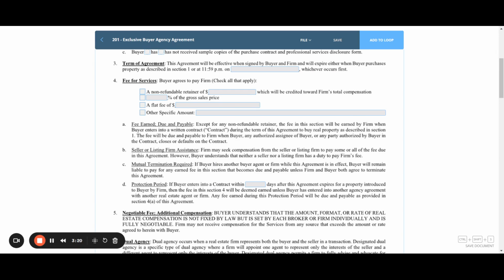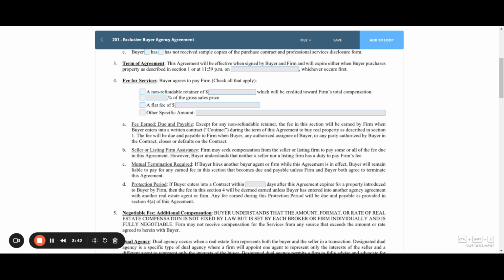Mutual termination. This was added and meant to be worded like this to be very clear to a buyer that they can't just sign this agreement and then go sign an agency agreement with another agent. Well, technically they can do that, but they're going to still be on the hook for any fees that are earned and that become due and payable to us. So unless we mutually agree to terminate this agreement.